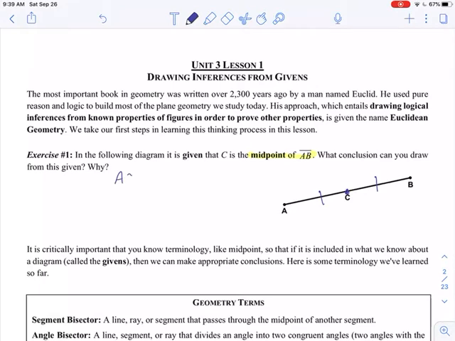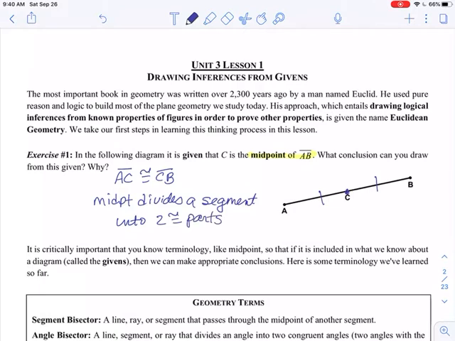If C is the midpoint, we know that the left half, which is AC, is congruent to the right half, which is CB. The way I write a line segment is I use two letters with that line segment symbol over that. And my symbol for congruent is the equal sign with that little squiggly. Now, why do I know that? I know that because of my definition of midpoint. A midpoint divides a segment into two congruent parts.